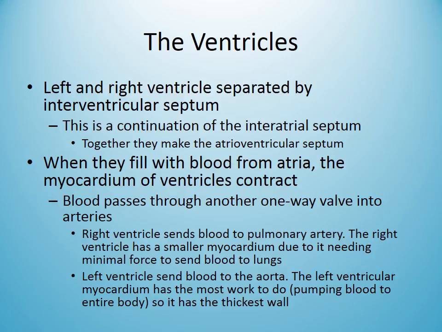So when the ventricles fill with blood from the atria, the atrium is going to dump its blood through the one-way valve into the ventricle, and the myocardium of the ventricle then contracts. Then the blood is going to pass through another one-way valve into arteries. And we have to remember that arteries are going away from the heart and veins are going towards the heart.